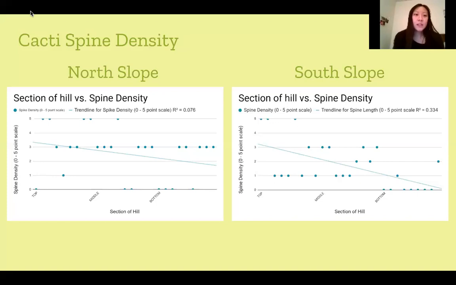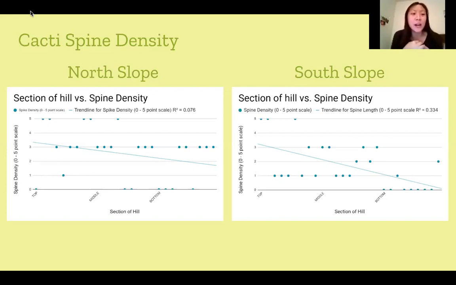Along with looking at the distribution of cacti in relation to the top sections, middle sections, and bottom sections of each slope on the different sides of the hill, we also wanted to look at the cacti spine density and the cacti length, and how they might vary between the cacti at the top of the hill versus the middle and then the bottom of the hill.